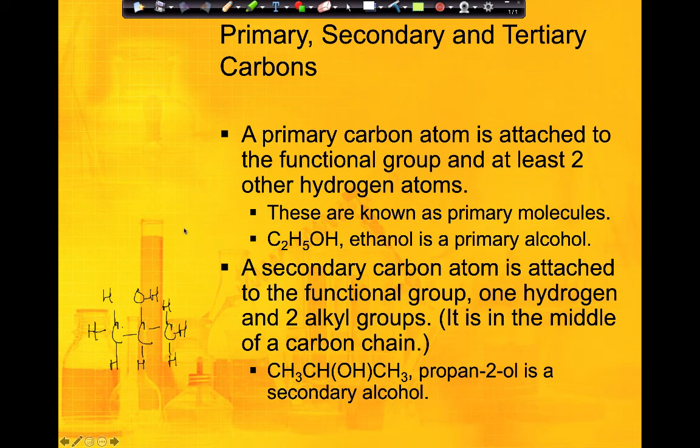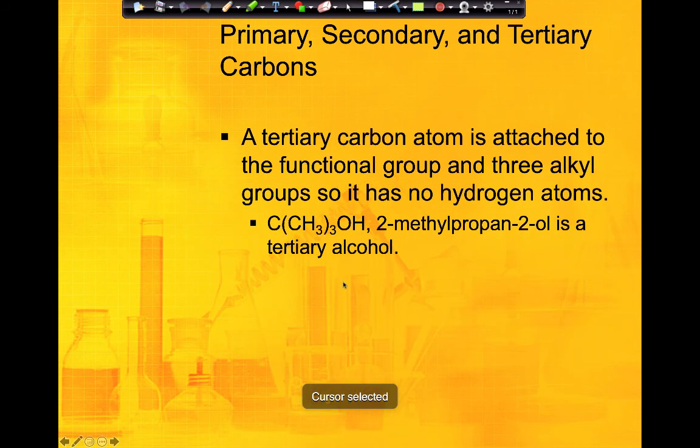So a primary is going to be attached to at least 2. A secondary will be attached to only 1. Okay, so a tertiary carbon is attached to 0 hydrogens. So if I have this compound right here, I have a carbon in the middle, which is attached to CH3, another CH3, and then another CH3, and then it's attached to an alcohol, or a hydroxyl. So this carbon right here is going to be considered a tertiary carbon because it's attached to 0 hydrogens. So primaries are attached to at least 2 hydrogens, secondaries are attached to just 1 hydrogen, and tertiary would be 0.